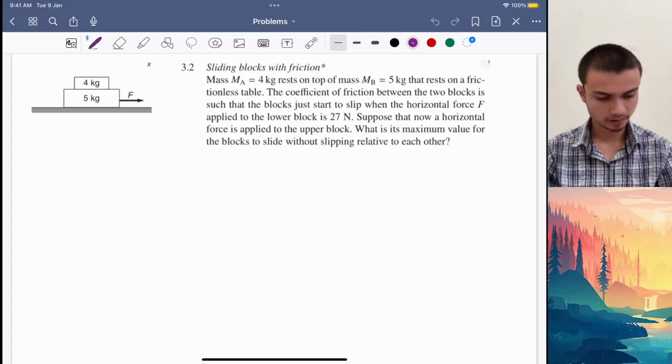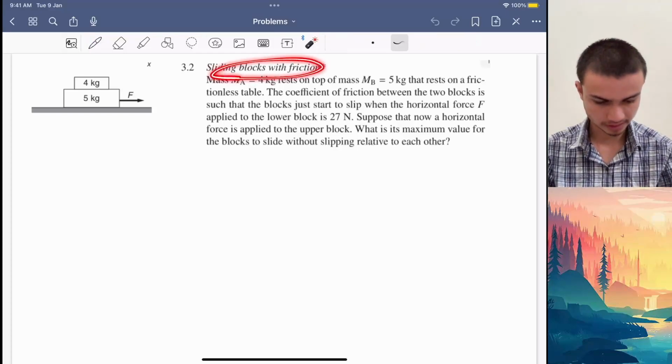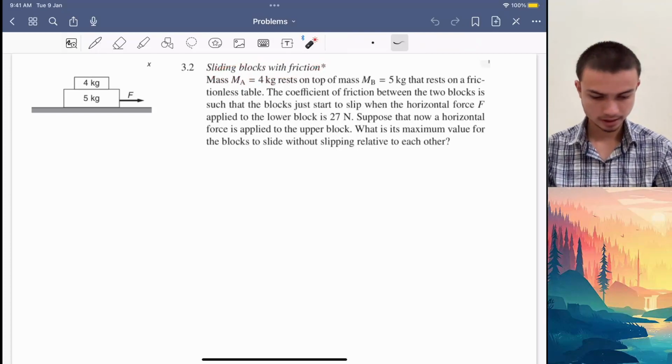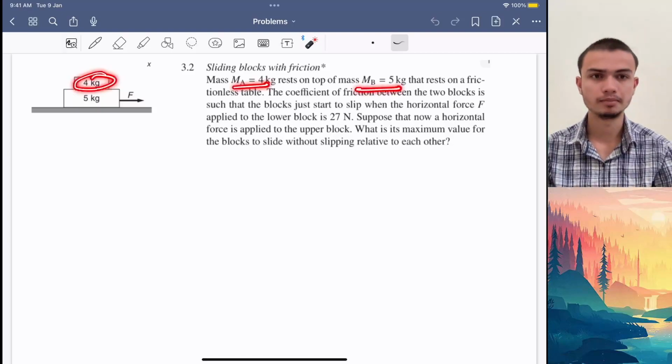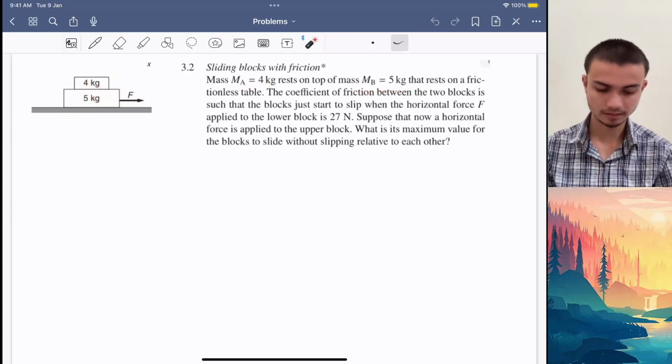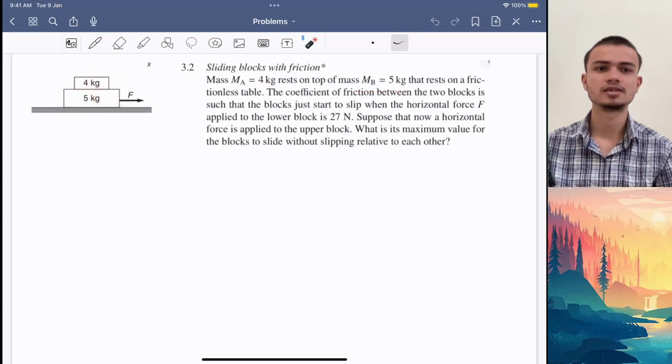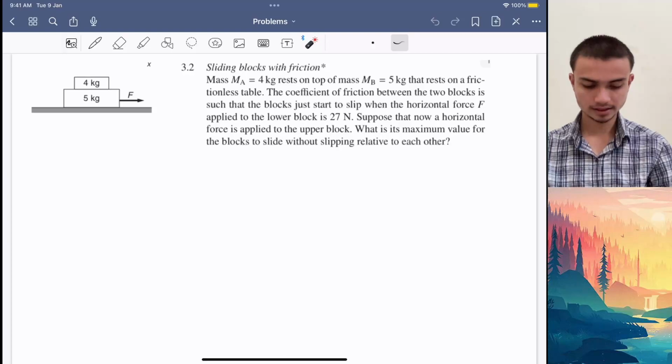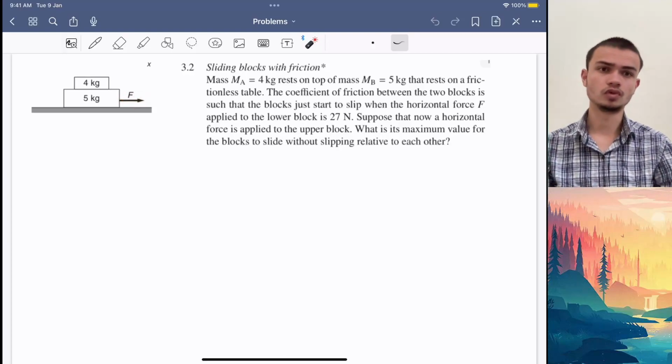Alright, so in this video we're going to solve this problem, which is the sliding block with friction. I have this mass MA of 4 kg and mass MB of 5 kg. As you can see, mass A is placed on mass B, and I'm pulling mass B with the force F.